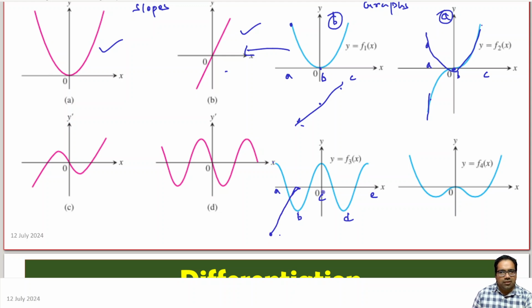Something like this. Now, at C, again it is becoming 0, and between B and C, it is positive. The line is like this. The slope is positive. The slope increases for some time and then decreases again. Between B and C, the slope is always positive, but at C, it is becoming 0. Right, so it is something like this.